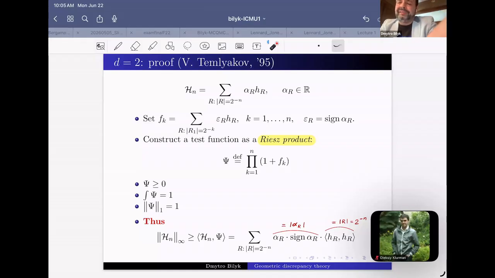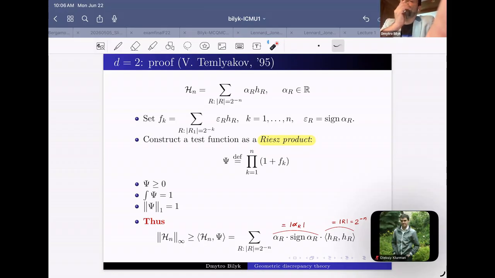So here's the computation. Here's the argument. First of all, since this only takes values plus minus 1, that means that this is always non-negative. So the whole function is non-negative. Second, and this requires a little bit of explanation.